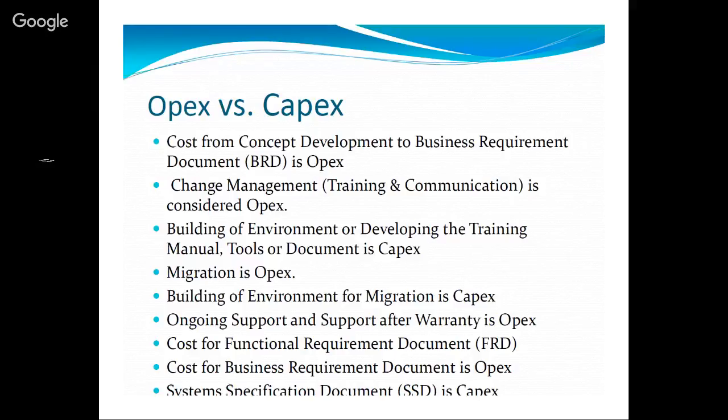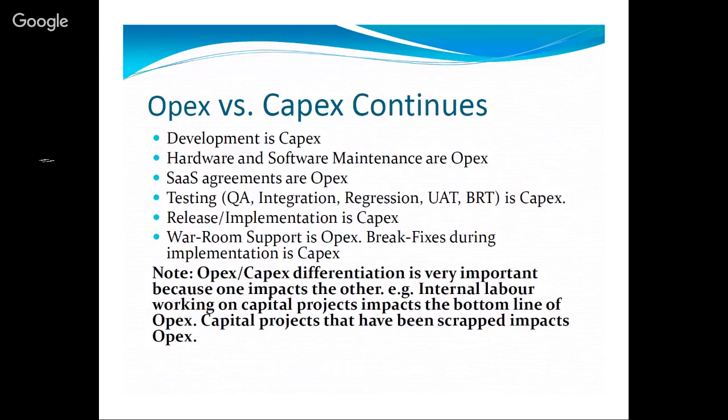Ongoing support and warranty, and support after warranty, will be considered OPEX. Cost for functional requirement will be considered CAPEX. Cost for business requirement will be considered OPEX. System specification document is considered CAPEX. Development cost itself is CAPEX. And hardware and software maintenance are OPEX.